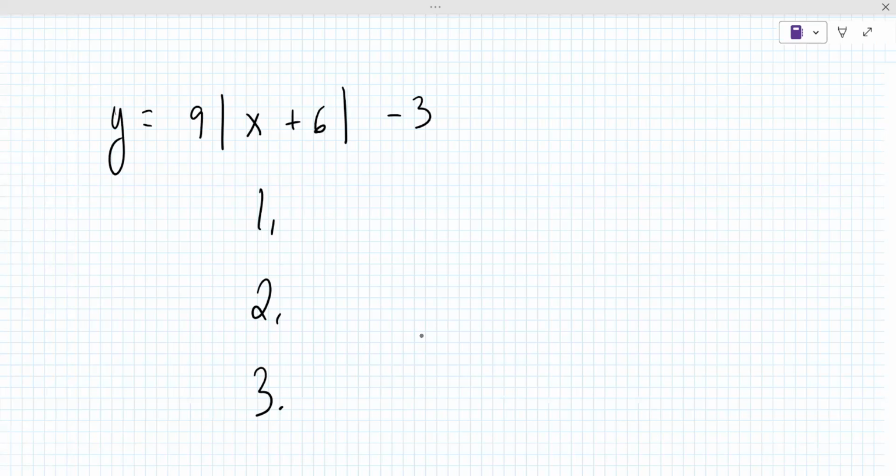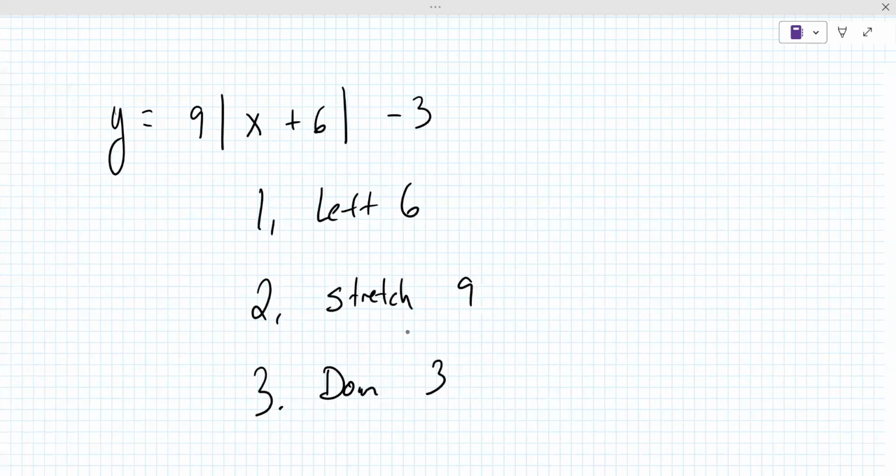Sourish, give me the transformations. First, up and down. That's not correct. What did we do first in the previous problem? First of all, that's plus 6, so that means it's right 6. Keep going. And for 9, that is stretch 9. Good. For -3, that's down 3. Yes, excellent. You can do this.